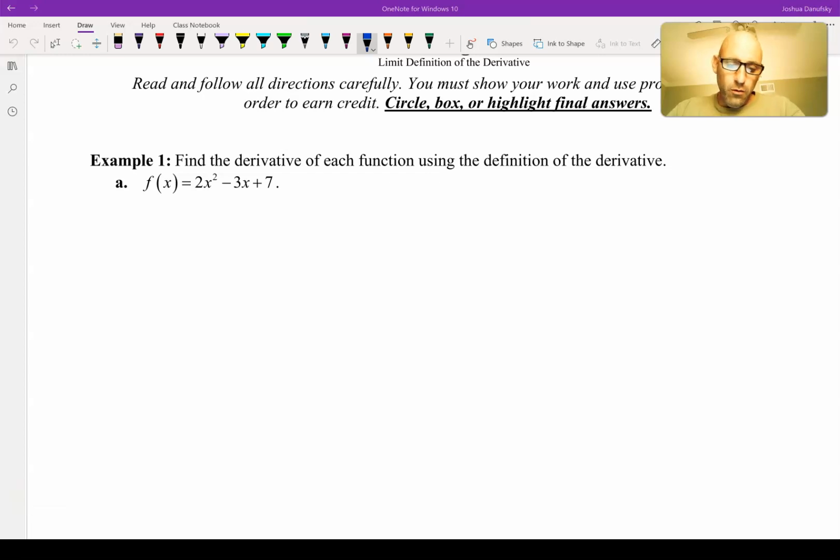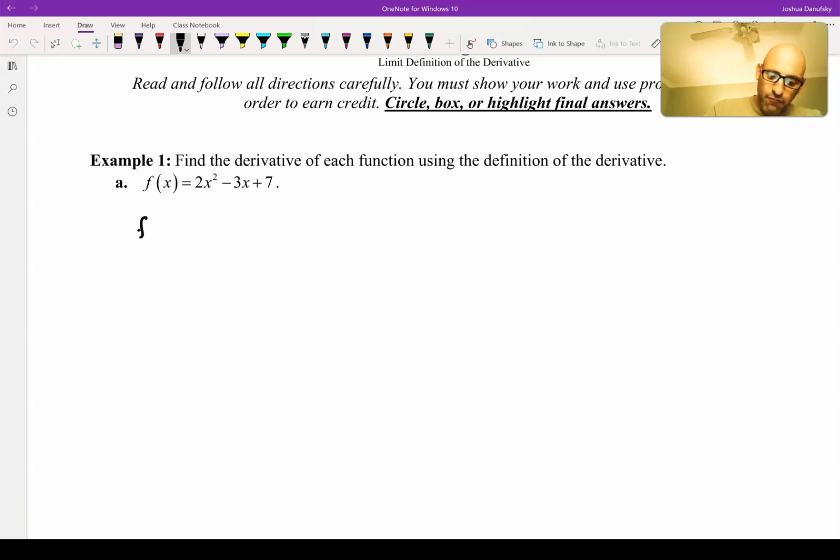Okay, in this video we're going to find derivatives using the limit definition of the derivative. And later on in the class we'll work on finding derivatives using differentiation rules. But for now we're going to use the definition. And I'm going to use the same definition over and over again. I'll just get started right with the first one.